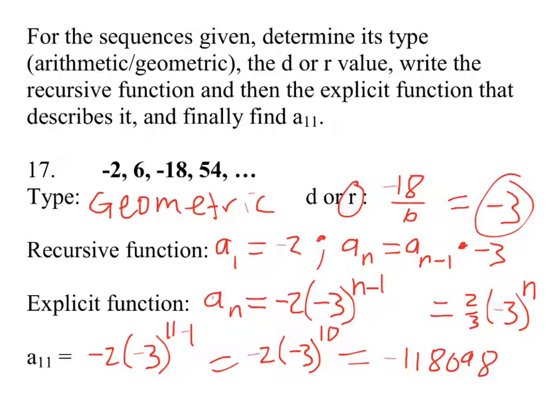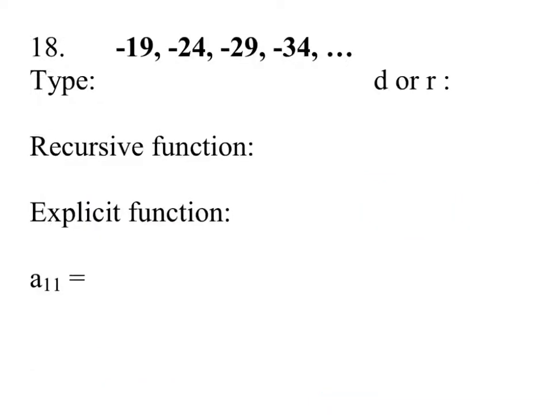If you play on a calculator, make sure you use parentheses around the 3, and then to do the exponent, you do the caret 10 part. So there we go, there's our first one. 18, this one has a different pattern. Starts at -19, -24, -29. This is just a pattern of subtracting 5 every time, which makes this guy arithmetic.